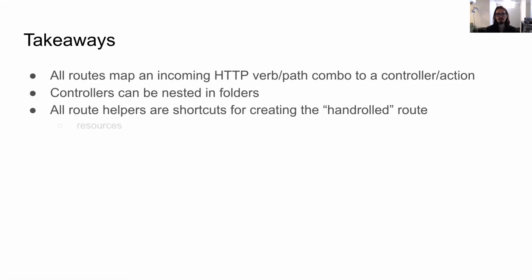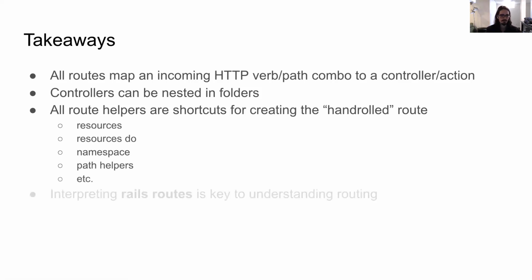Some of the helpers and shortcuts we've talked about are resources, nested routes, namespace, and the path helpers. All of those just auto-generate things for you. So as long as you can interpret the output of rails routes, that is your key to understanding routing. I don't expect you to walk away from this class understanding everything about routing, but I do want you to know what tools you should be using so that you can understand routing.